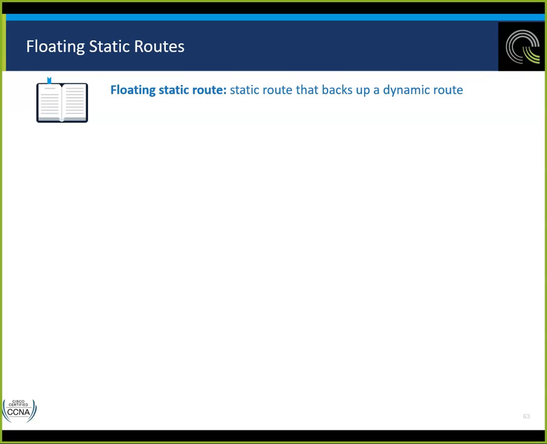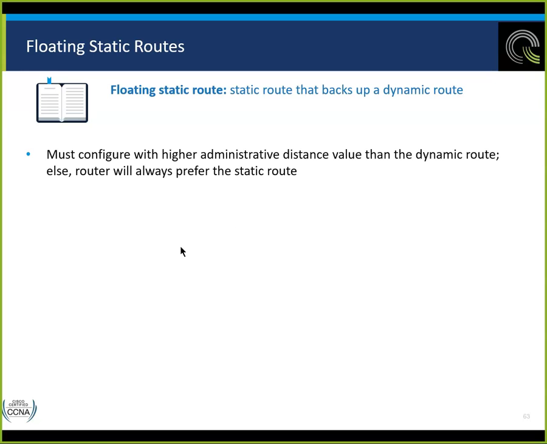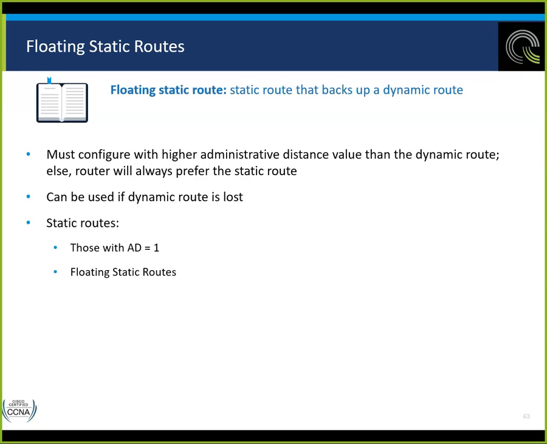So if you configure this floating static, you have to change the administrative distance to something that's greater than the dynamic routing protocol that you're using. Otherwise, it's going to displace that route. Configure with a higher administrative distance value than the dynamic route, or else it will prefer the static route. It can be used if the dynamic route is lost, and that's what it's for.